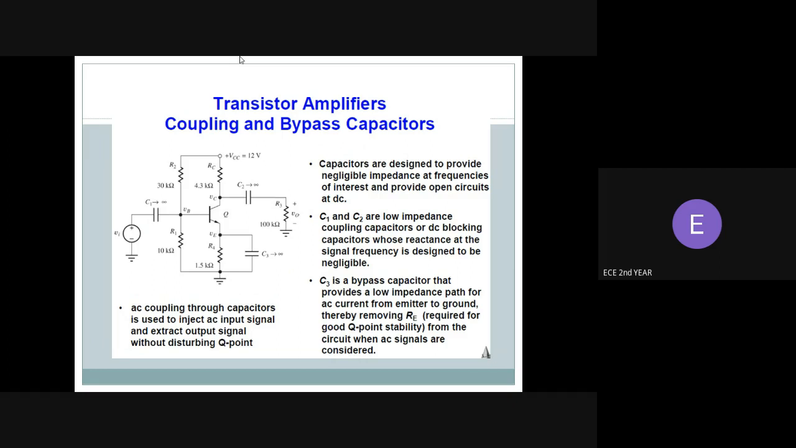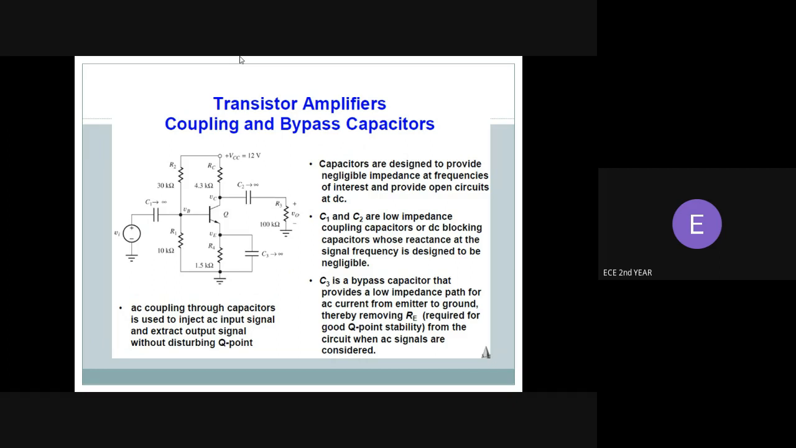The coupling capacitor is used to inject the AC input signal and extract the output signal without disturbing the Q point. Capacitors are designed to provide a negligible impedance at the frequency of interest, and provide an open circuit for DC. C1, C2 offer low impedance. It is a coupling capacitor or DC blocking capacitor, whose reactance at the signal frequency is designed to be negligible.